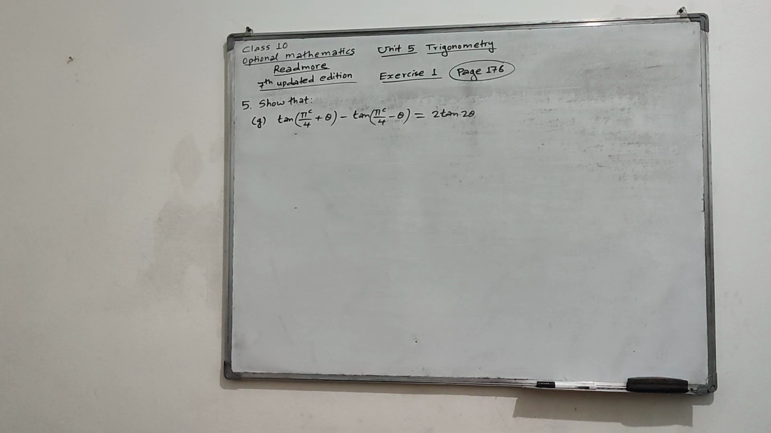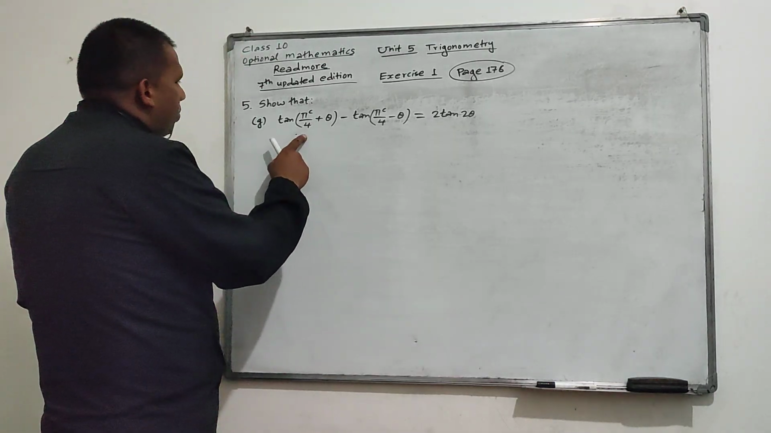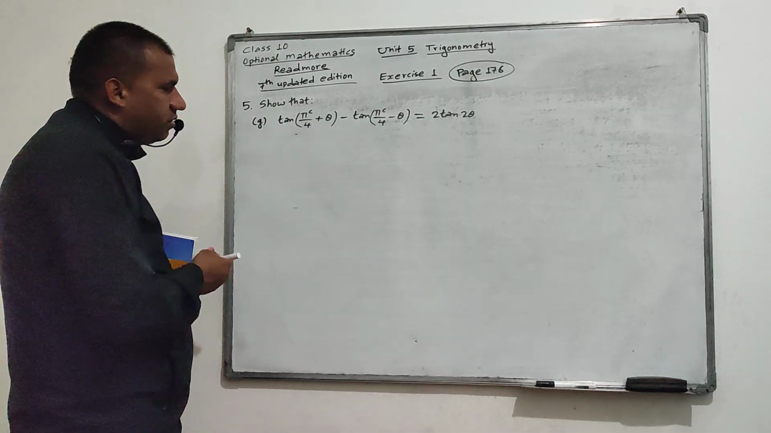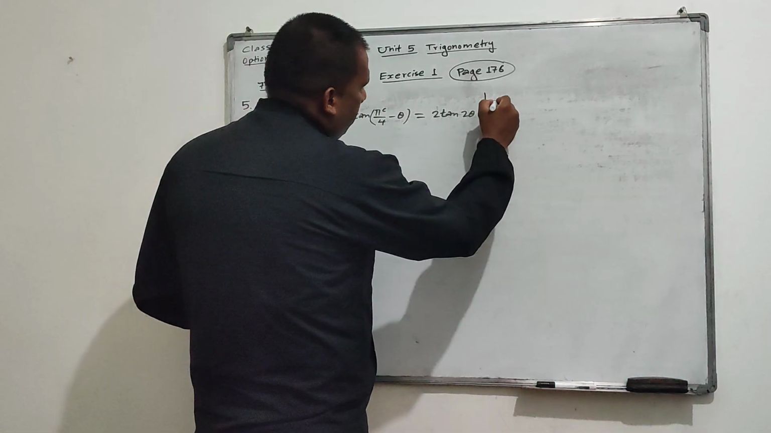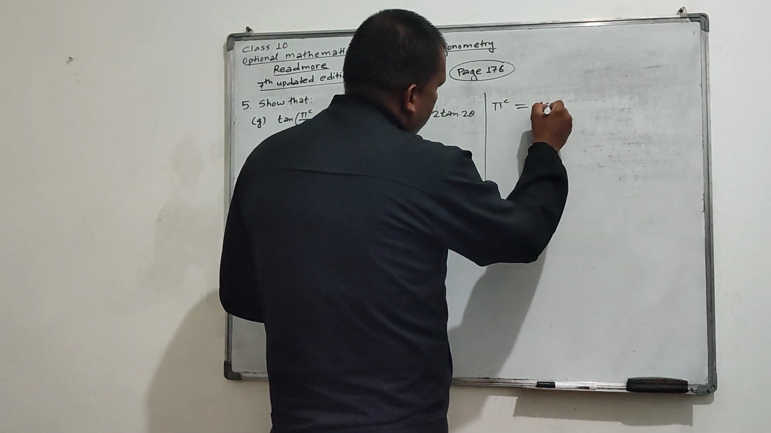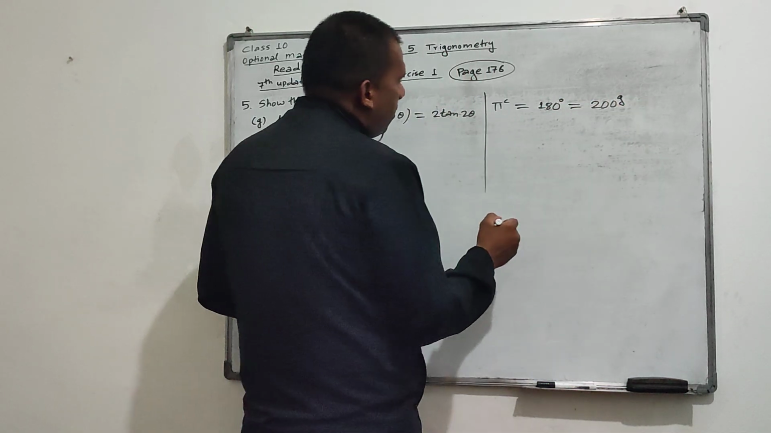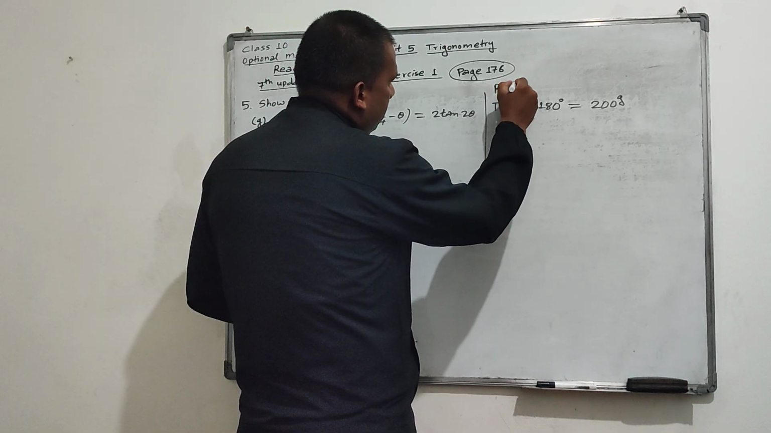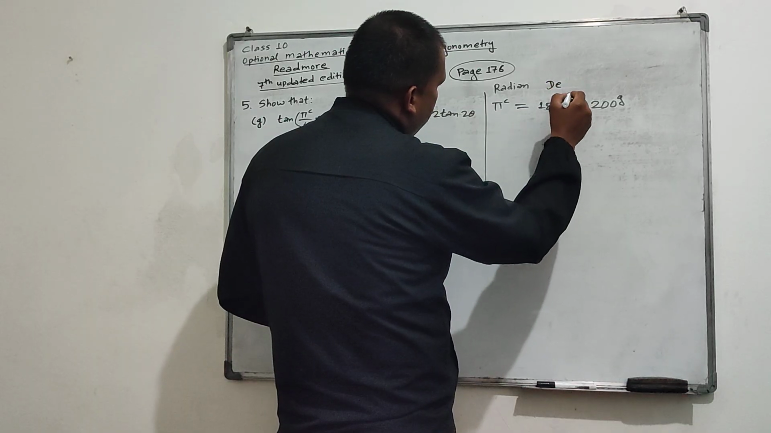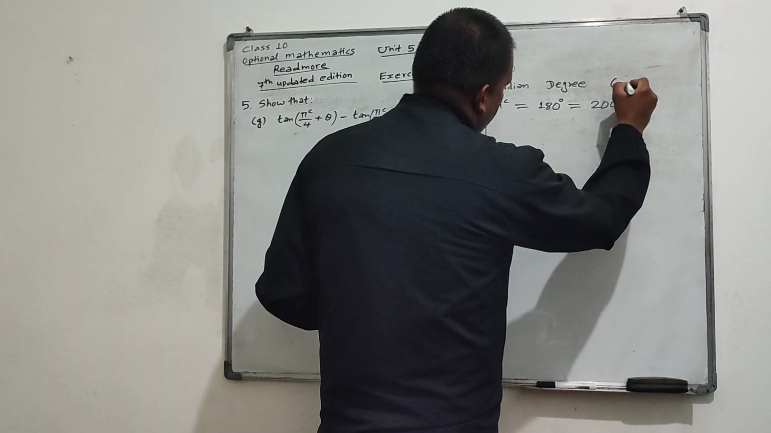Okay, now next question G. tan(pi divided by 4 plus theta) minus tan(pi divided by 4 minus theta) equals to 2 tan 2 theta. We know that pi radian equals 180 degree equals 200 grade. This is the radian system, circular measurement. This is the degree system, sexagesimal system. This is the grade system, centesimal system.